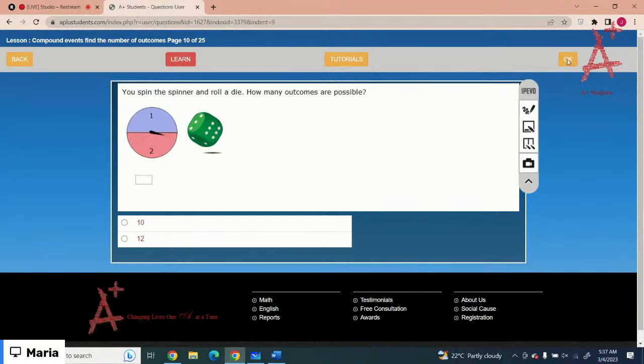You spin the spinner and roll a die. How many outcomes are possible? 6 for the dice and 2 for the spinner. So it is 6 times 2 is 12. Got it? Yes, it is 12.